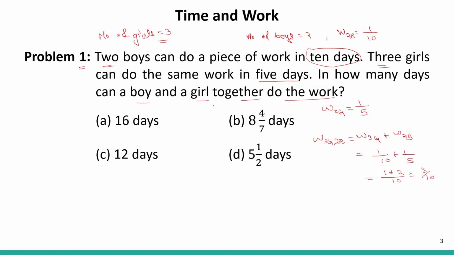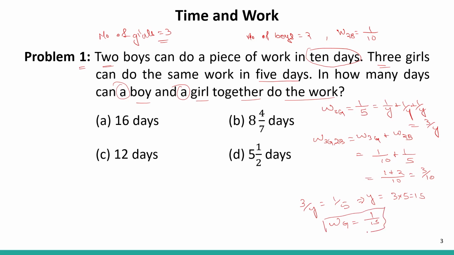Now, it is asked in how many days can a boy and a girl together do the work. Here "a boy" and "a girl" are the crucial points. If the work rate of 3 girls is 3G, that is equal to 1 by y plus 1 by y plus 1 by y, which is 3 by y. Given that 3 by y is equal to 1 by 5, this implies that y is equal to 3 into 5, that is 15 days. So Wg is equal to 1 by 15. This is point 1.